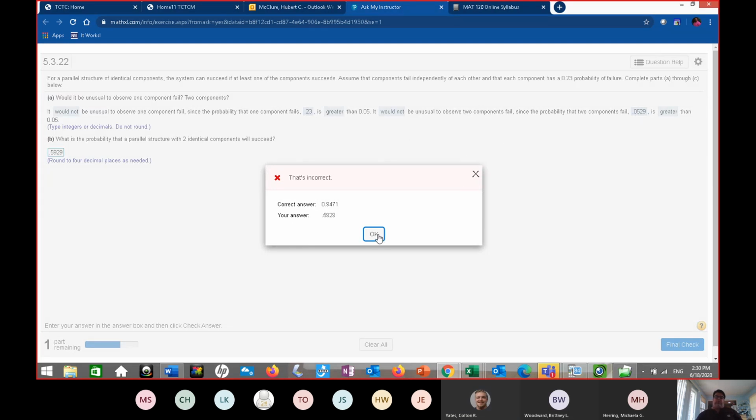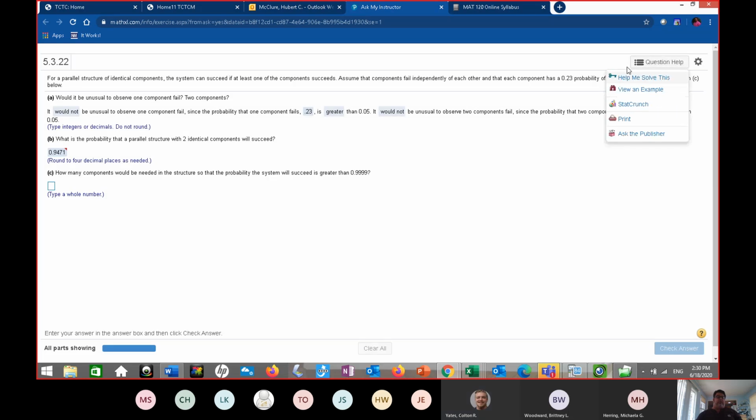I don't know what they're doing on this one. Let me look right quick. C, or what is the probability that a parallel structure with two identical components will succeed? I know what they did. They did 1 minus 0.23 to the second power, because they did the complement of failure. Oh, okay. I didn't even see the 0.0529.